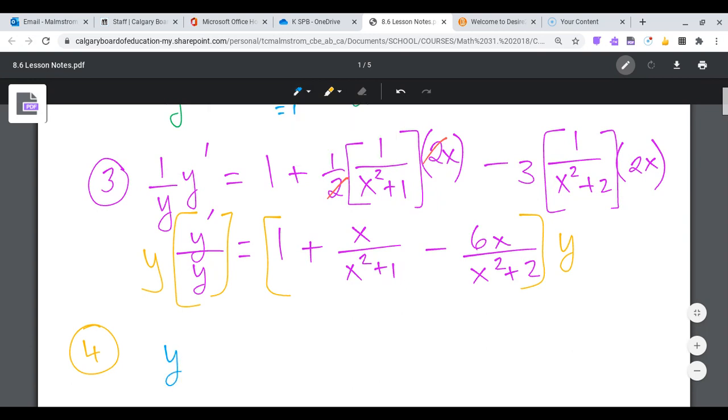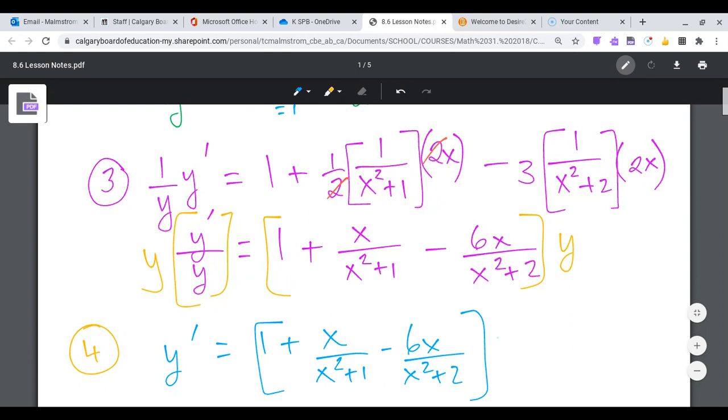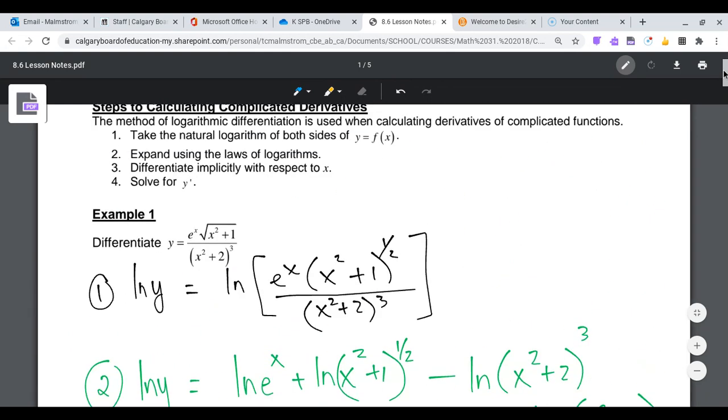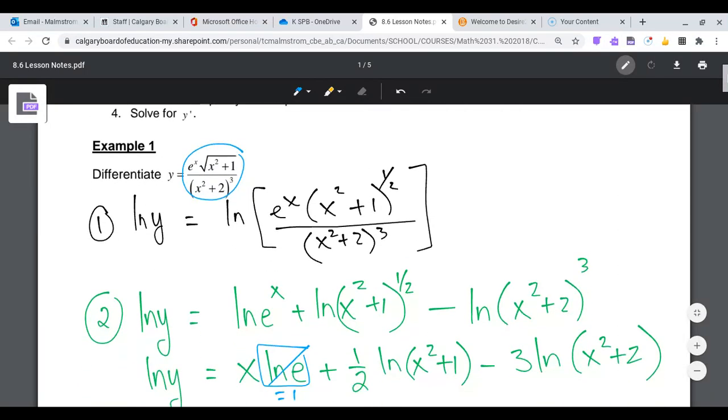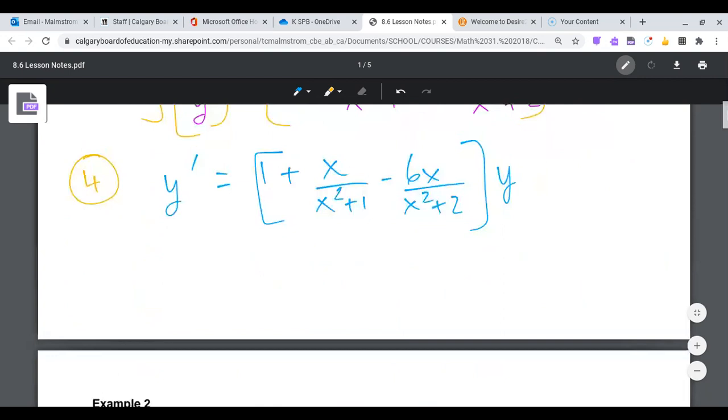So I have y prime is equal to 1 plus x on x squared plus 1 minus 6x on x squared plus 2, all multiplied by y. However, what is y? So right at the very beginning, they define y as this beautiful ugly function that we started with. So we're actually going to replace y in that very last line with that term.